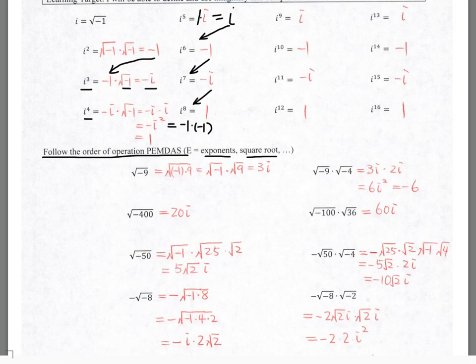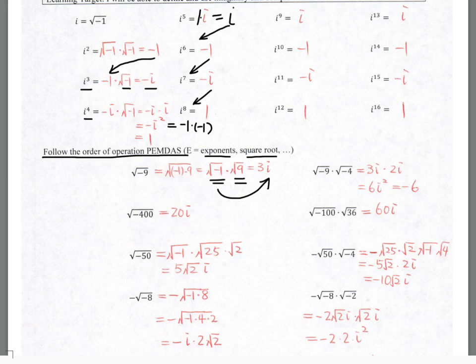Square root of -9, I can separate into square root of -1 times 9. Square root of -1, so that's the i, the imaginary unit, times square root of 9. Square root of 9 is 3. So the final result is going to be 3i. All I have to do is just replace the square root of -1 with i.